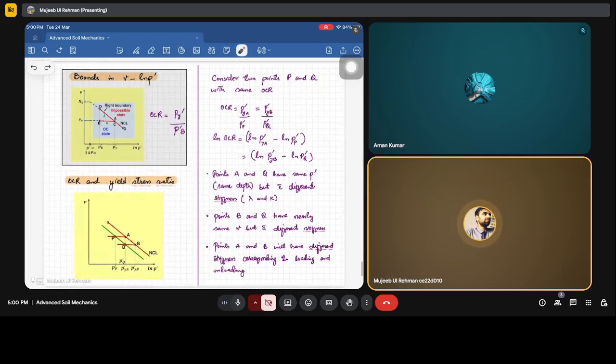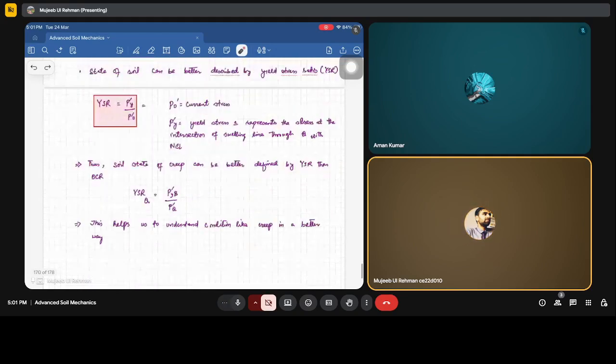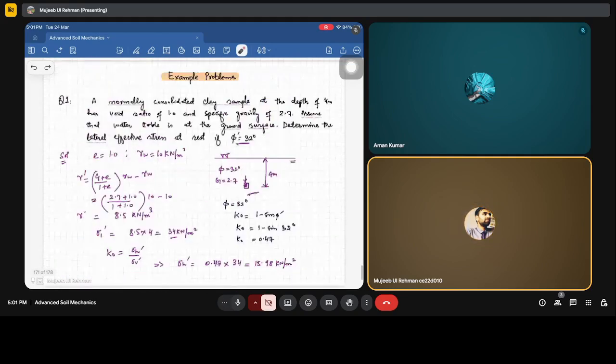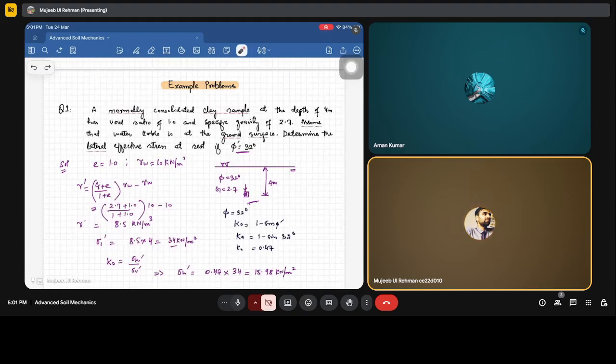Then we have seen that for some states of soil, like if we have creep, the OCR becomes meaningless. For that type of behavior, we need a yield stress ratio, which takes into account this behavior properly, and we are able to define this parameter, creep, very properly as compared to the OCR. After that, we went through some example problems which were very similar to the ones that you will be seeing in the assignments.